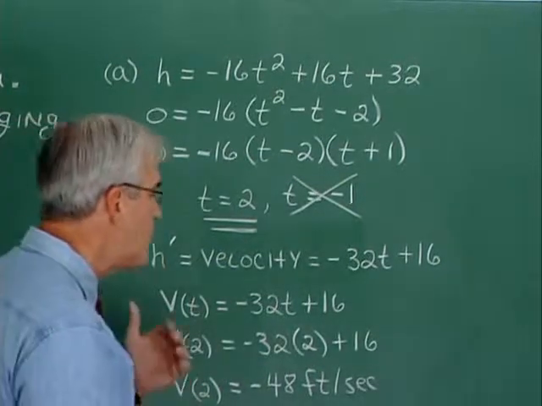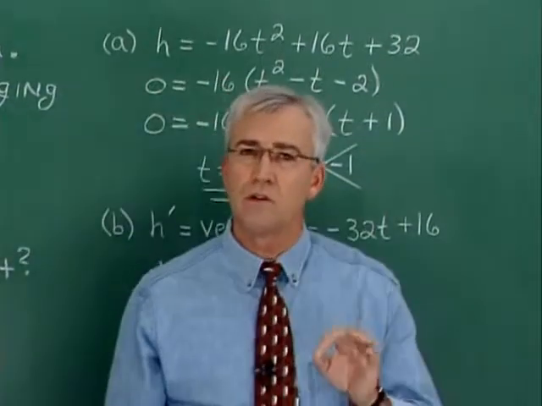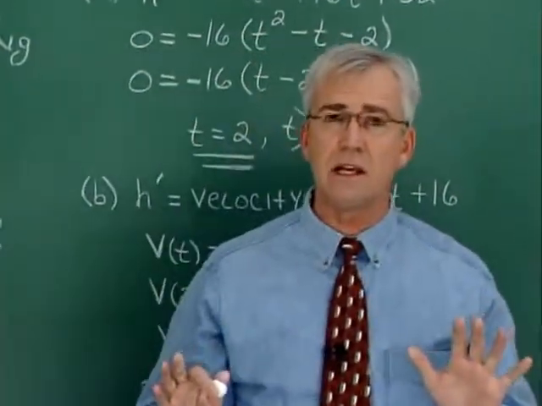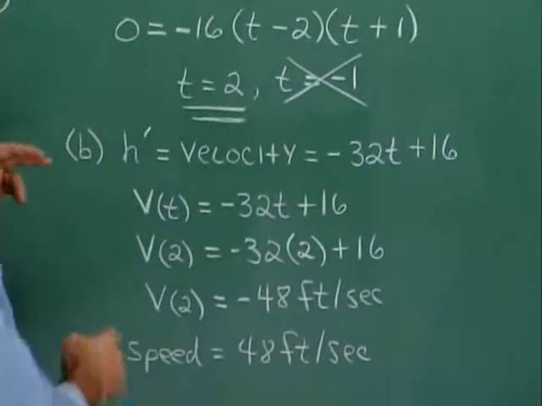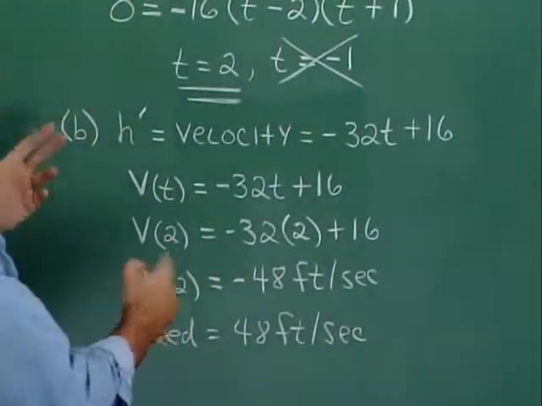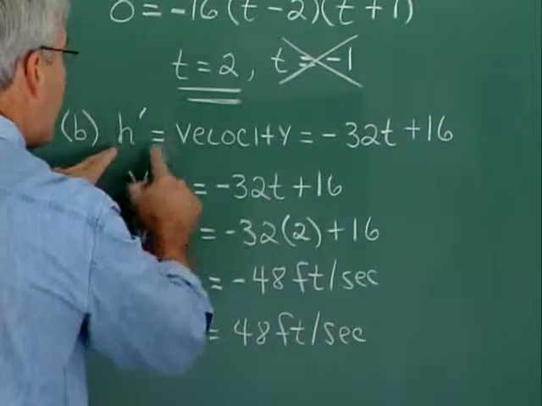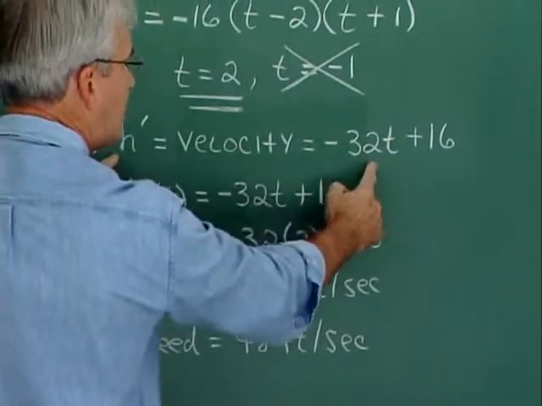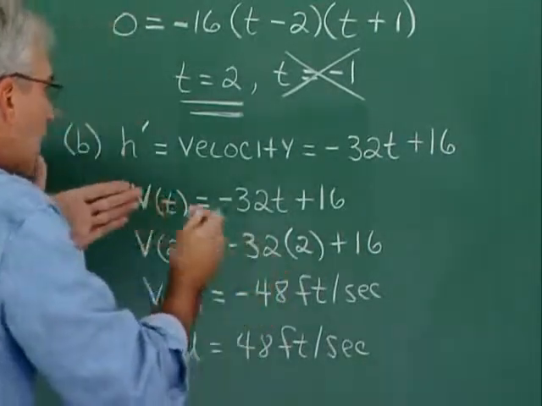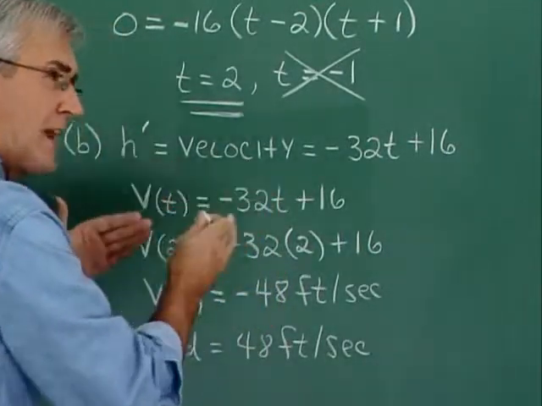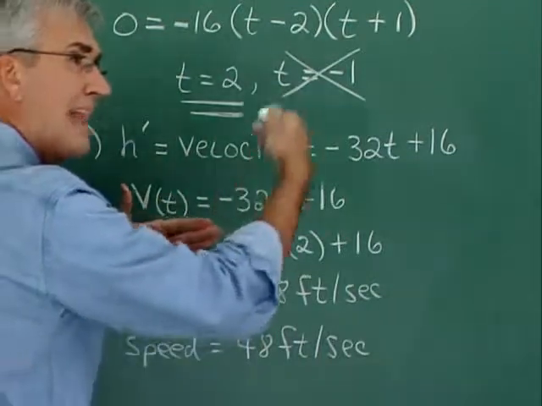Now, what is the speed at impact? Well, speed, velocity, that's the idea. So we want first derivative. So we take the derivative of our height equation, and it turns out to be h prime, or velocity, is negative 32t plus 16.